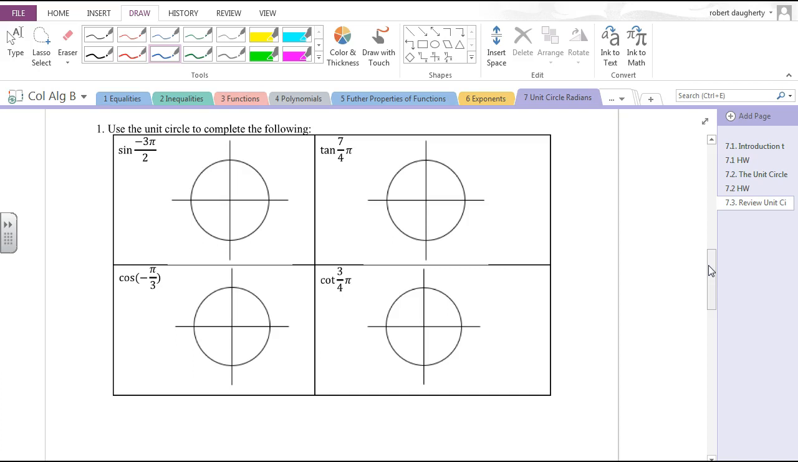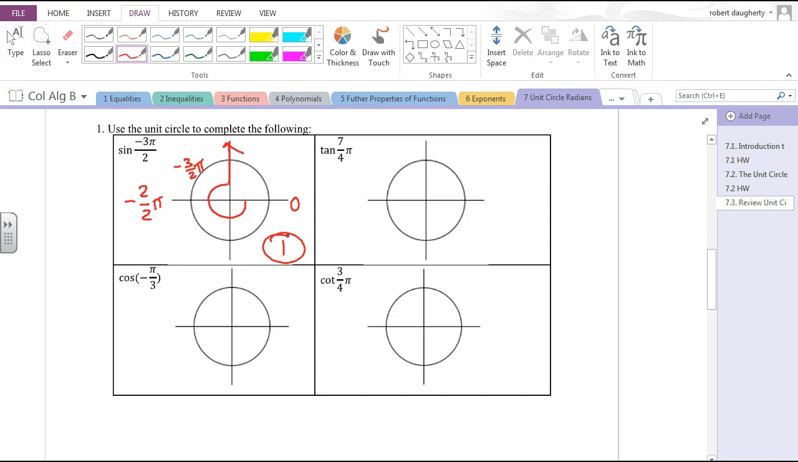Sine of negative 3/2 pi. Draw the angle. So here is 0. Here is negative pi. Okay? Well, since I'm in halves, let's call this negative 2 over 2. So negative 3 over 2 would put me right here. So that's the angle negative 3/2 pi. I'm looking for the sine. Sine is the y value. Go to your unit circle. What's the y value here? That y value is 1.